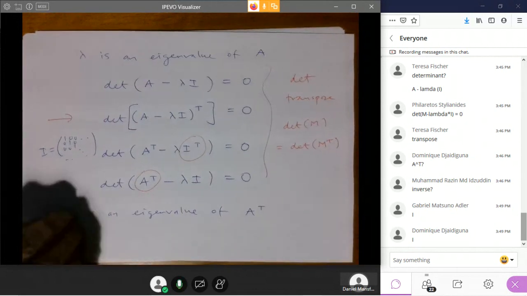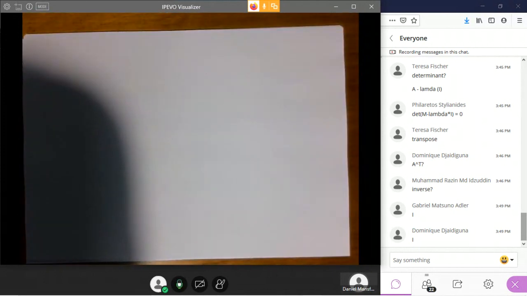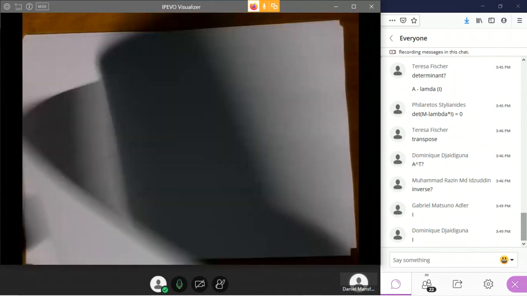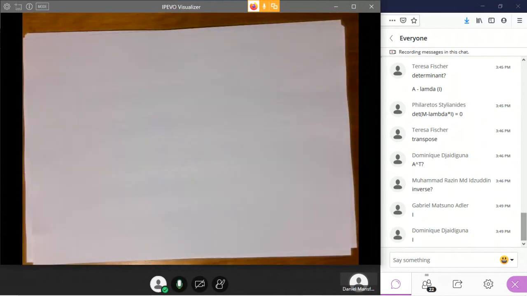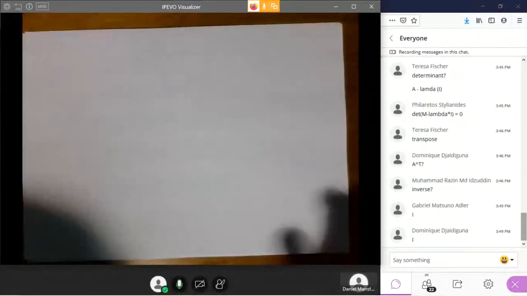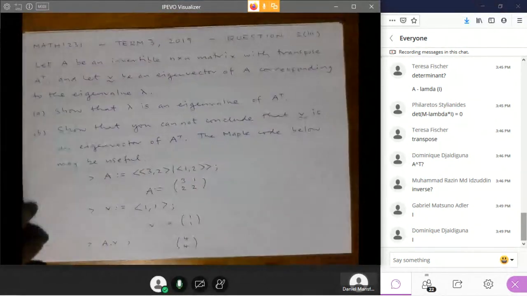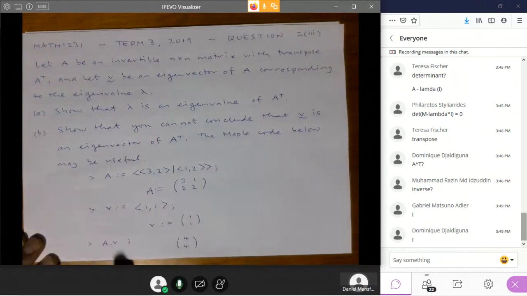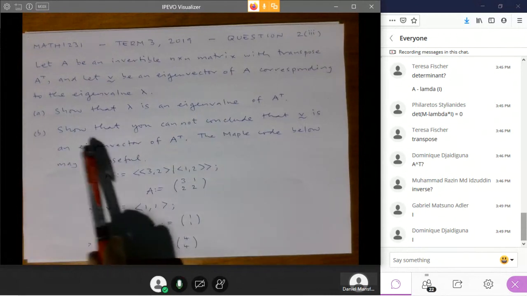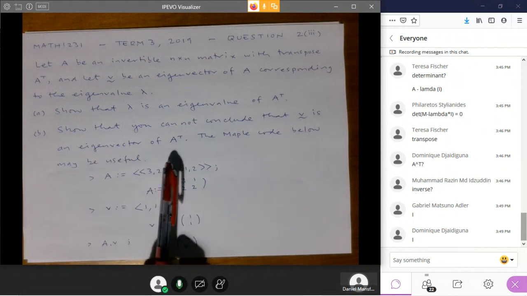Okay, so let's have a look at the second part of the question. I think we're running a little short of time, so I'm moving a little faster than I have been before, but do feel free to stop me if there's anything that's not clear. So second part: show you cannot conclude that V is an eigenvector of A transpose. I'm going to rewrite that question, because here's an answer. Show that you cannot conclude that V is an eigenvector of A transpose.